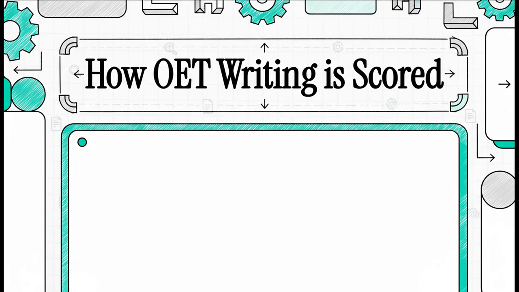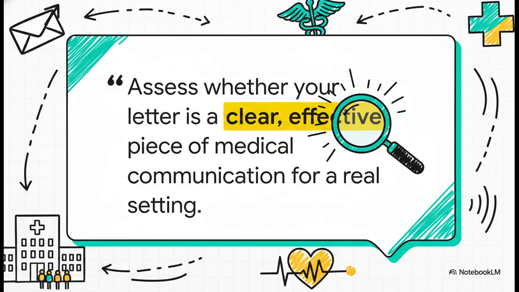All right, so how exactly is the OET writing test scored? We're going to break it all down and really focus on the underlying structure, the stuff examiners are actually trained to spot. See, the whole thing is built around one core idea. They're asking, is this letter a clear, effective piece of medical communication? Would it actually work in a real hospital?